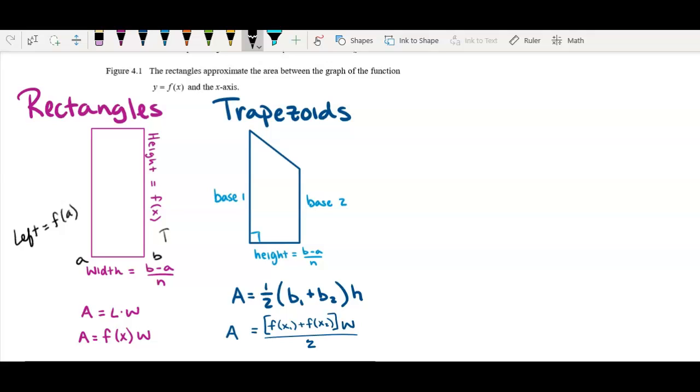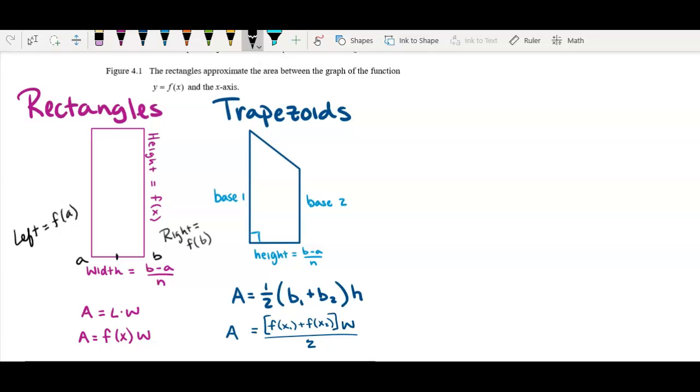If I was trying to find a right-hand Riemann sum, I would use f of b, the height at b, the right side of the rectangle. And for a midpoint, I would use the average, b minus a divided by 2, and I would find the height at the midpoint.